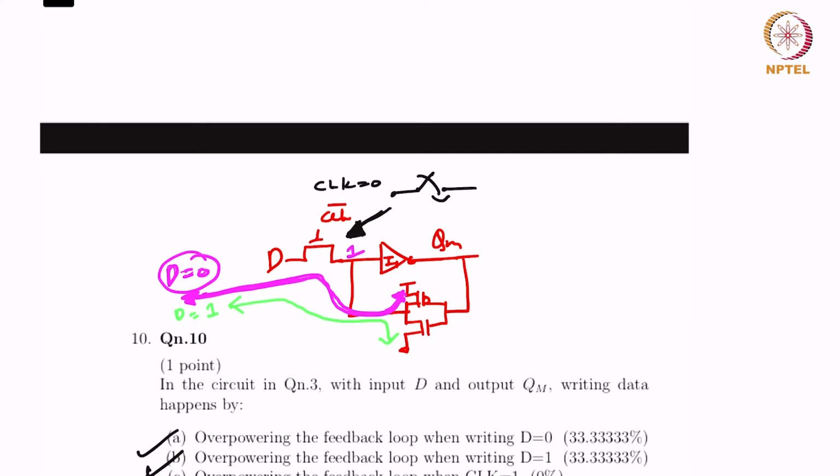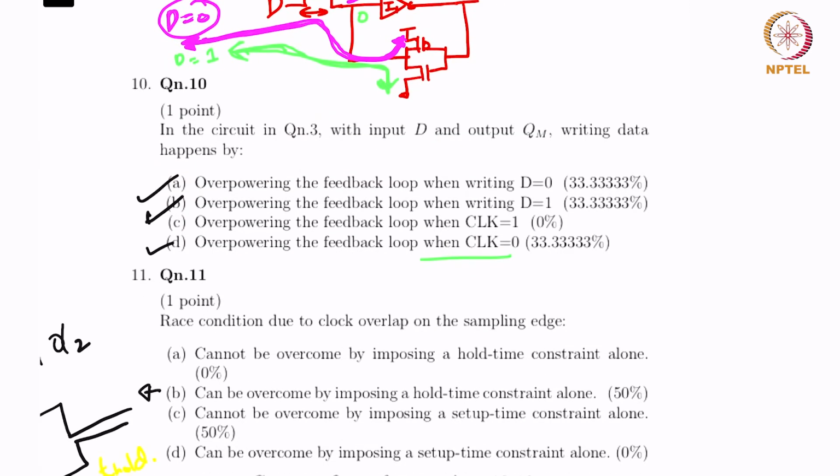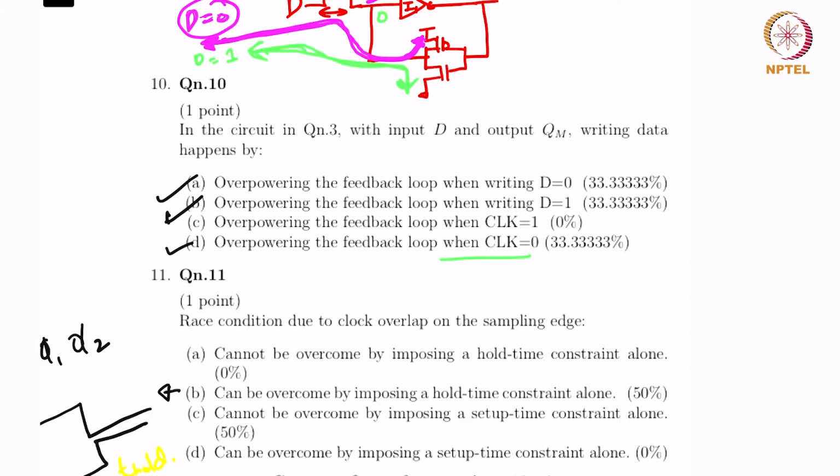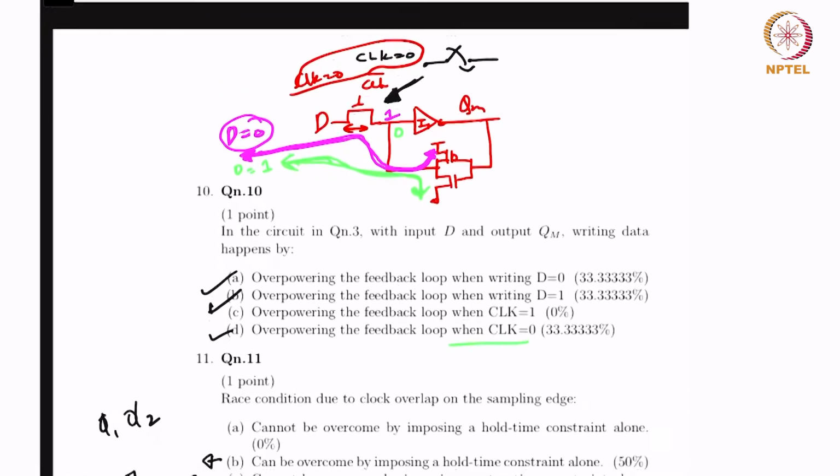Now again consider the other case where a 0 is present at this node. Then whatever is driving D needs to overpower this path, which is the pull down NMOS. Overpowering the feedback loop occurs when clock equal to 0. Exactly, that's because for this path to even activate, clock should be equal to 0. Right?